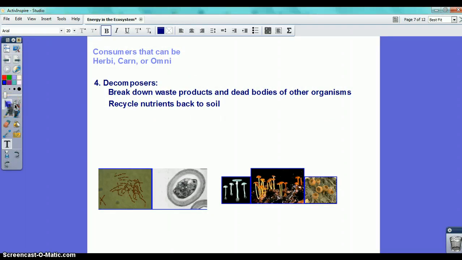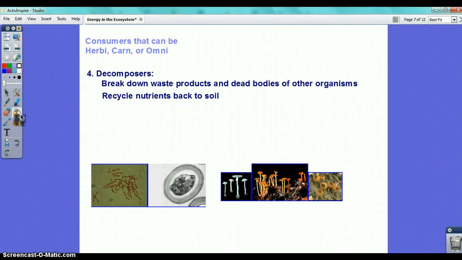Decomposers are unique consumers because they are consumers who break down what they feed on and return it back into the cycle. So they'll break down organic waste as carbon, nitrogen, phosphorus, sulfur, and return it back into the cycle. Examples of decomposers are bacteria or fungi. They can be herbivores, carnivores, or omnivores because they feed off plants that have died or remains of organisms.